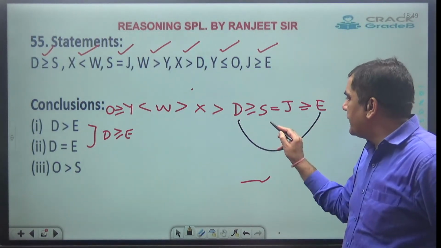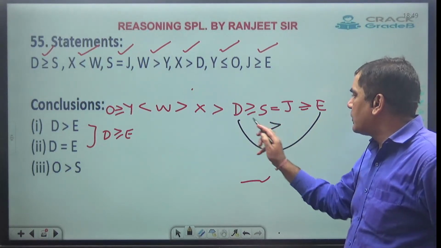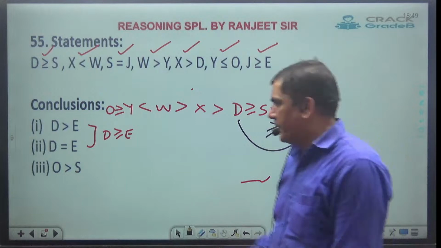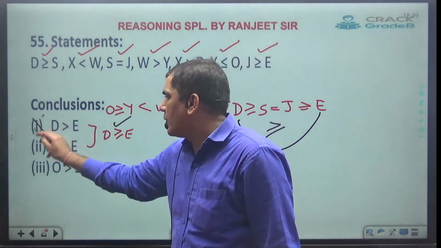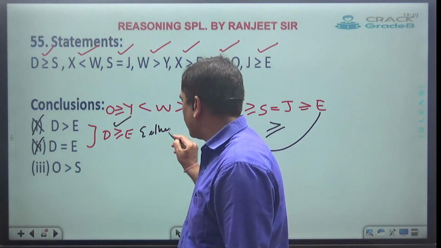Just see, all the faces are towards D. Equal to must be there. So very obvious, this is correct. So wrong. So it must have either one or two. They have formed either-or.